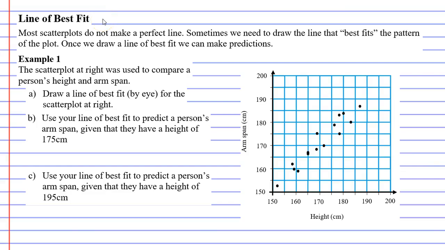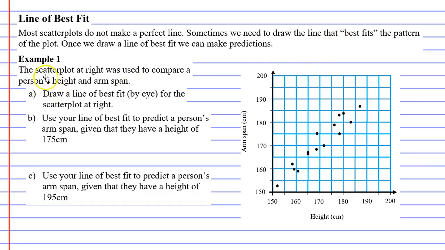This video is titled Line of Best Fit. Most scatter plots do not make a perfect line, and so sometimes we need to draw the line that best fits the pattern. And once we do this, we can make some predictions. So we'll do this in example 1.